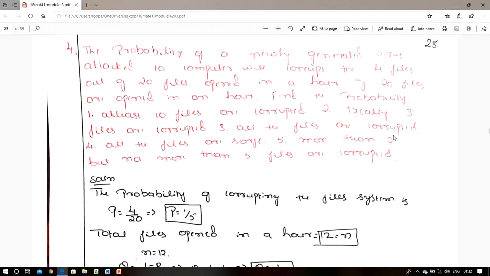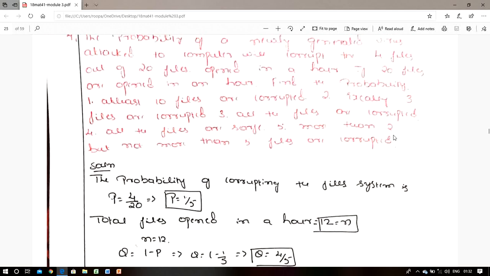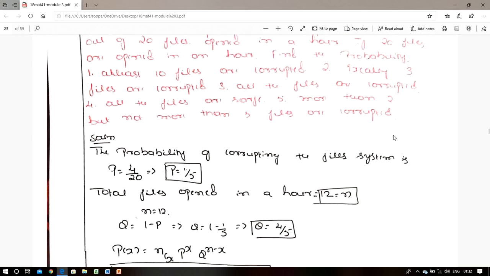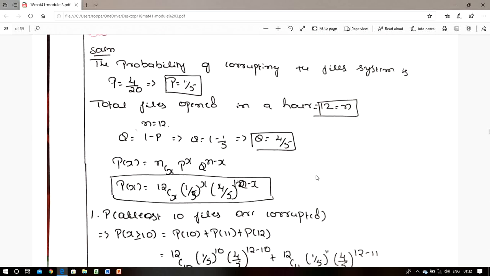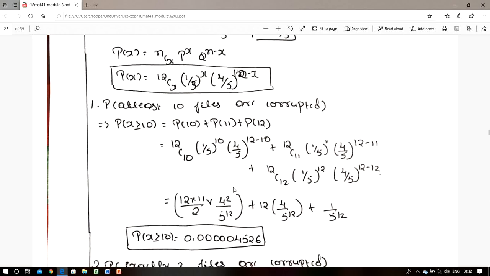Q is equal to 1 minus P, that is 1 minus 1 by 5, that is Q is equal to 4 by 5. And if 12 files are opened in an hour, means n is equal to 12. Simplify all the values in this equation. Now we come to first condition. At least 10 files are corrupted. At least means out of 12, minimum 10 files are corrupted, means maximum 12, minimum 10.